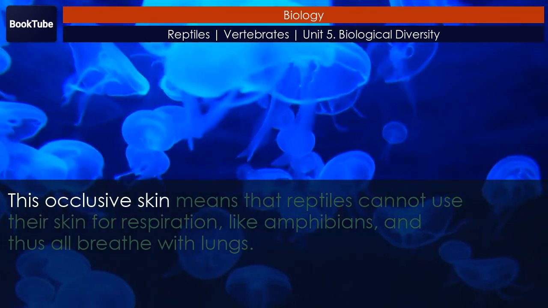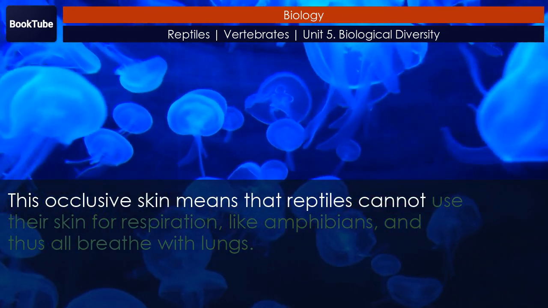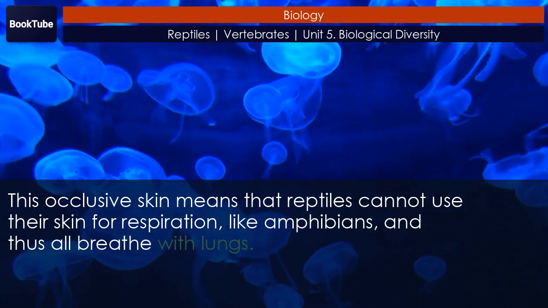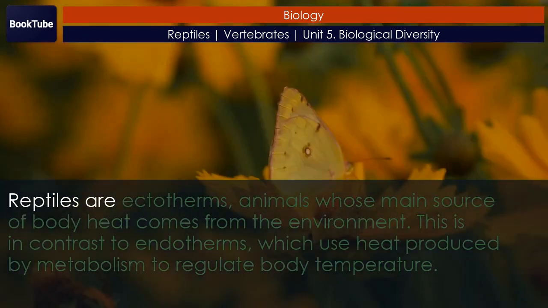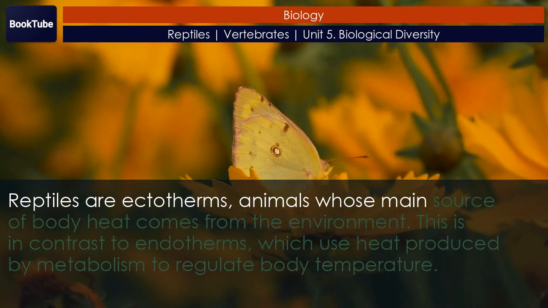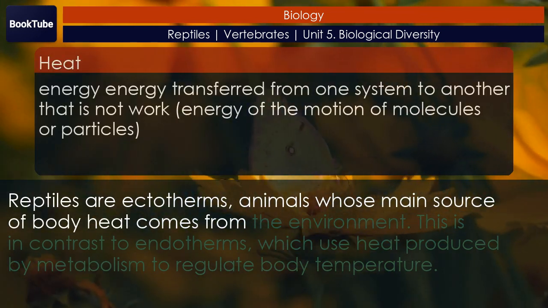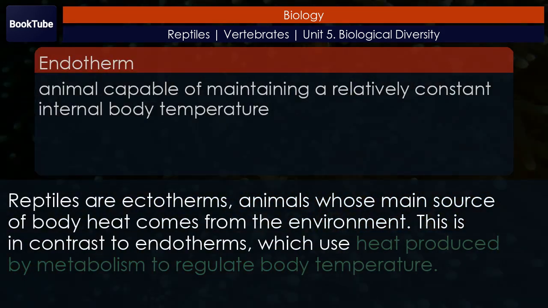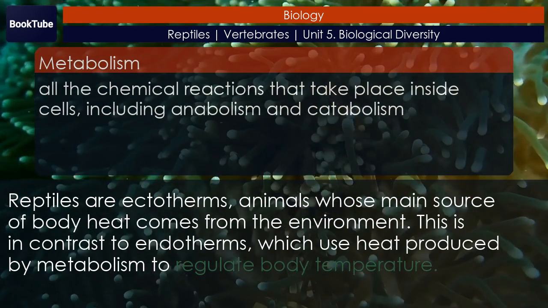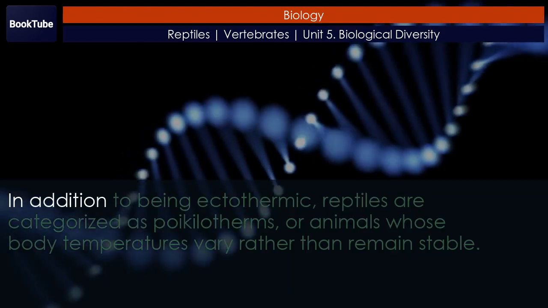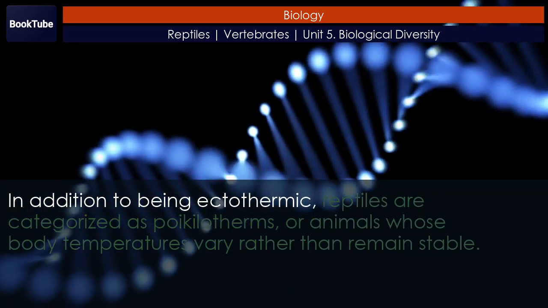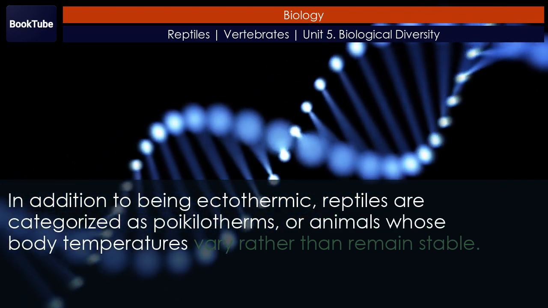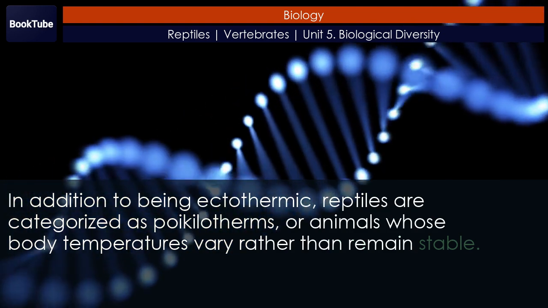This occlusive skin means that reptiles cannot use their skin for respiration, like amphibians, and thus all breathe with lungs. Reptiles are ectotherms, animals whose main source of body heat comes from the environment. This is in contrast to endotherms, which use heat produced by metabolism to regulate body temperature. In addition to being ectothermic, reptiles are categorized as poikilotherms, or animals whose body temperatures vary rather than remain stable.